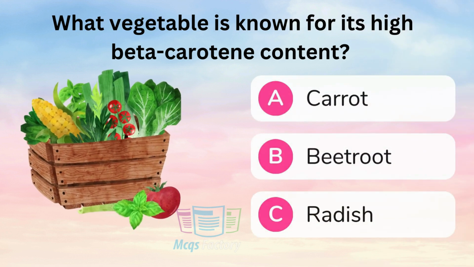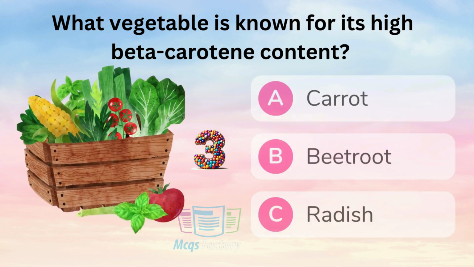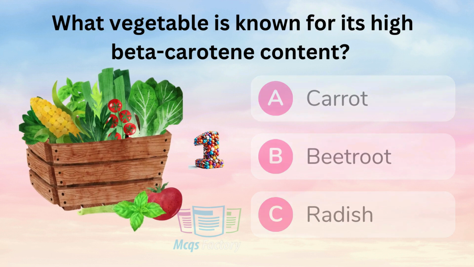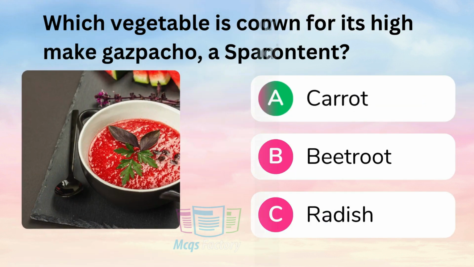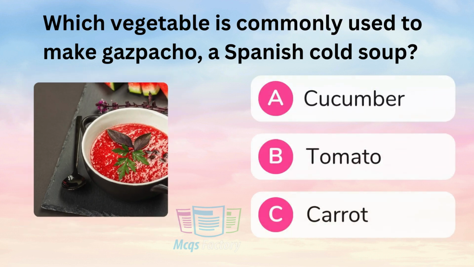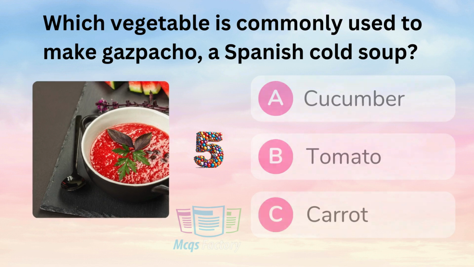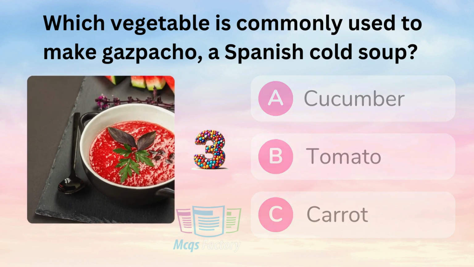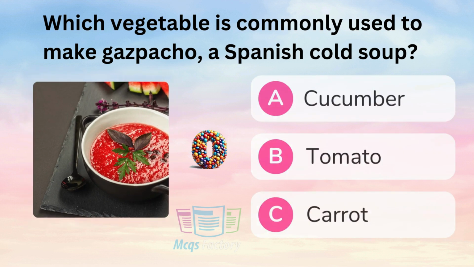Carrot, beetroot, radish. 5, 4, 3, 2, 1. Carrot. Which vegetable is commonly used to make gazpacho, a Spanish cold soup? Cucumber, tomato, carrot. 5, 4, 3, 2, 1. Tomato.